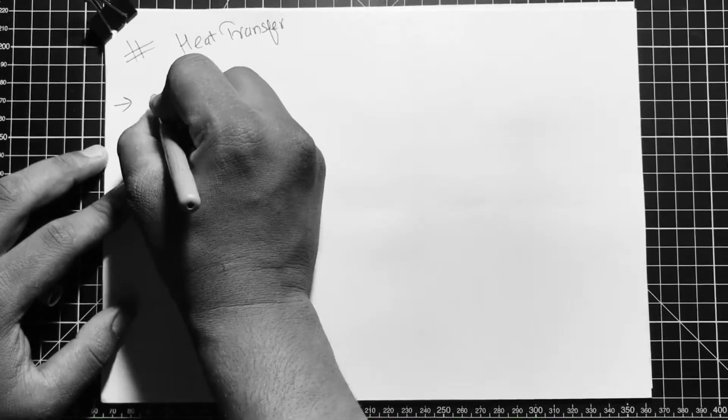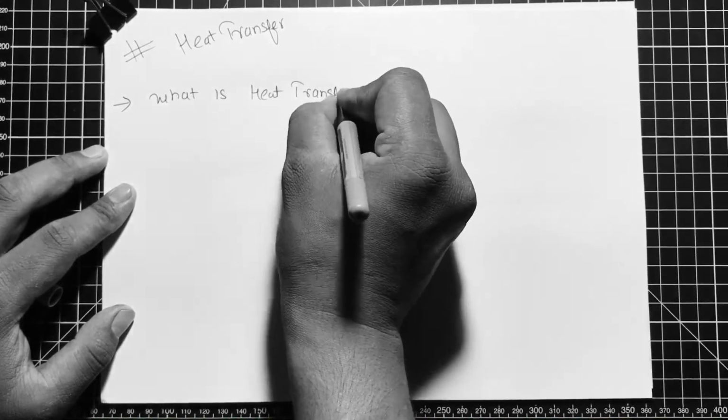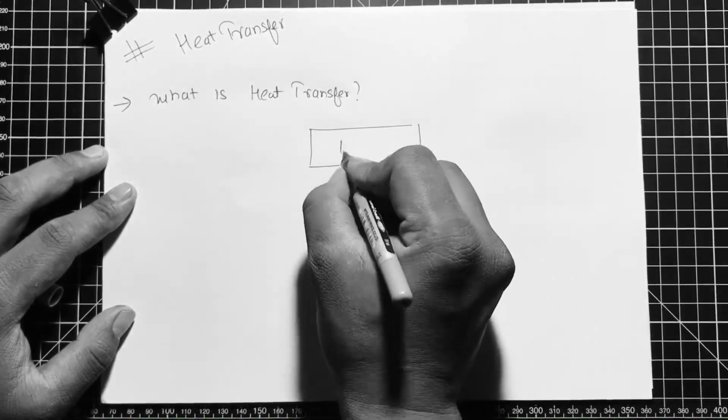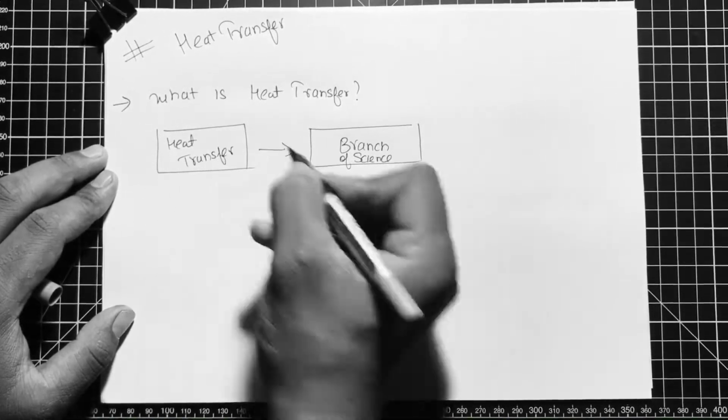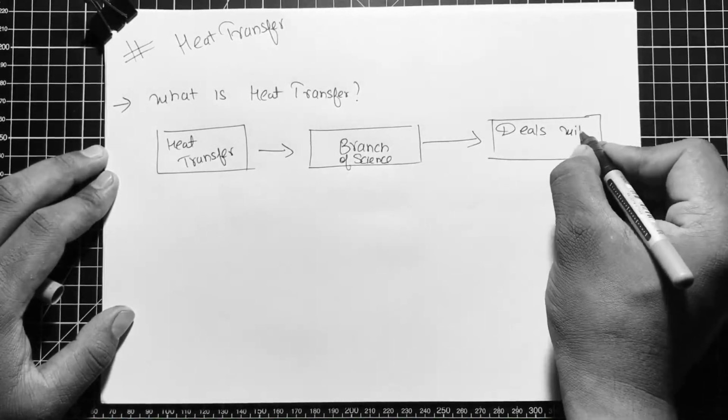Let's jump into the concepts. Heat transfer is a branch of science which deals with the rate of energy transfer. Here, the important thing is that we are talking about heat energy, provided there is a temperature gradient between two bodies or systems.